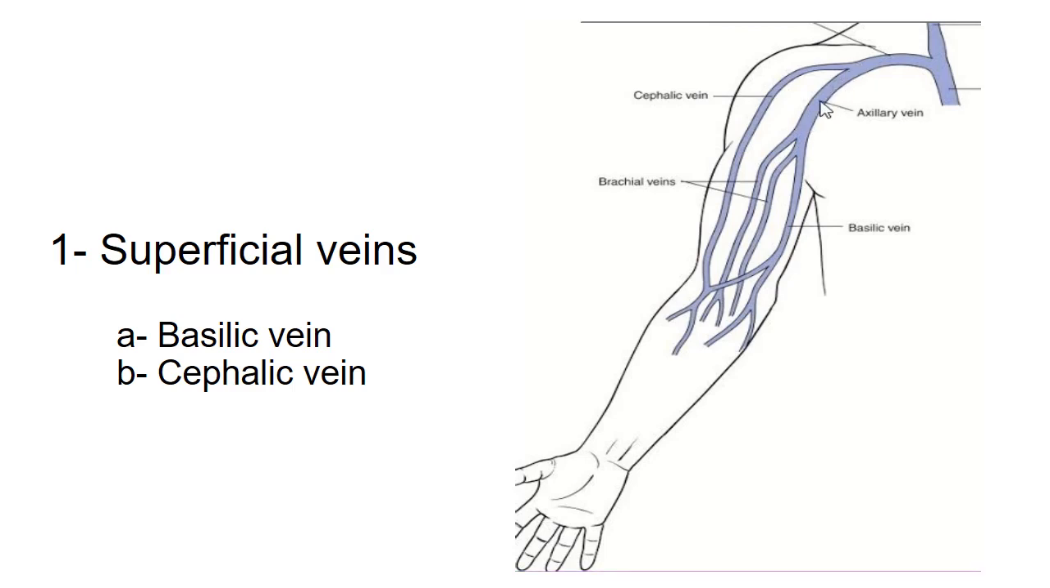This one. As you already know, axillary vein is formed by the union of these brachial veins and the basilic vein at the lower border of teres major muscle. Brachial veins are the deep veins which accompany the brachial artery, while basilic vein and the cephalic vein are the superficial veins which run in the subcutaneous tissue of the arm.